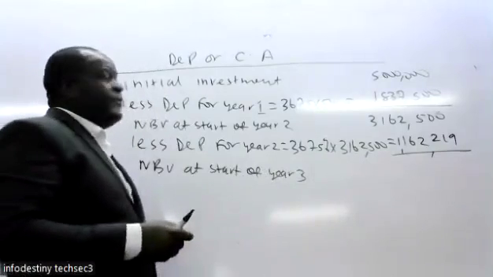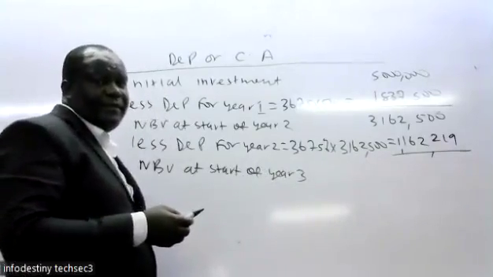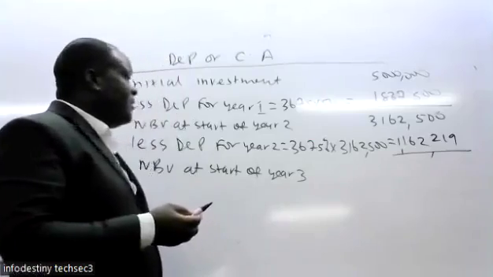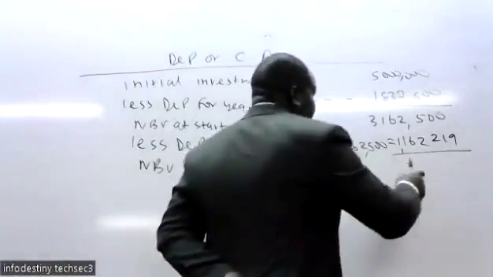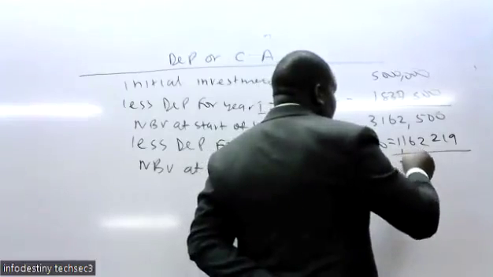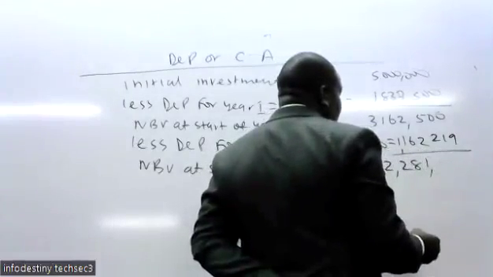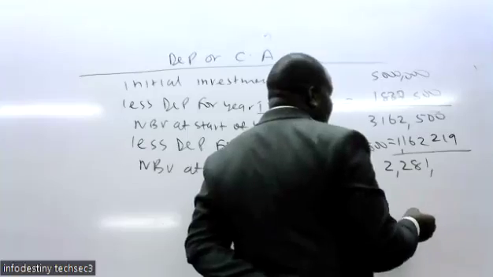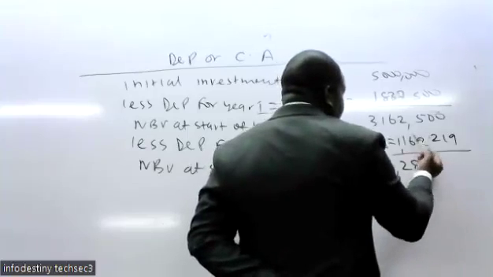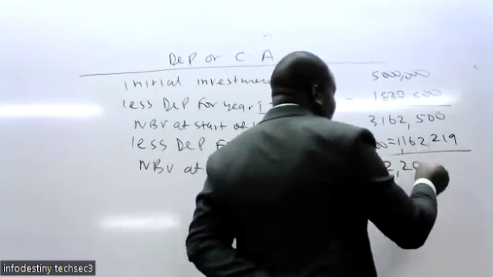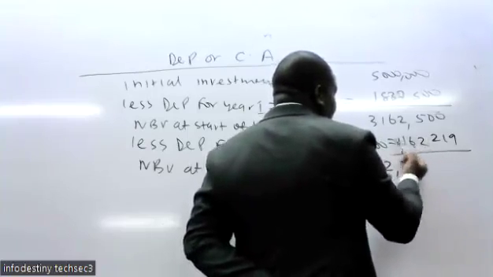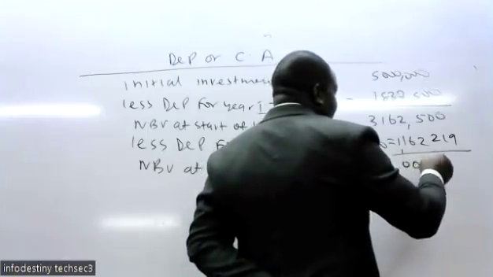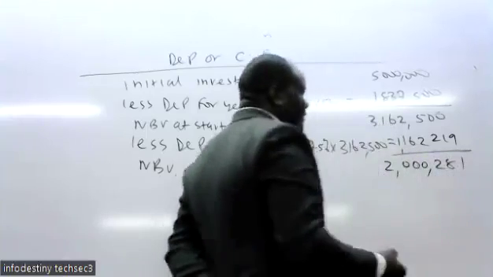What should be the net book value at the start of year 3? It is 2,000,281. Sorry, 2 million 281.